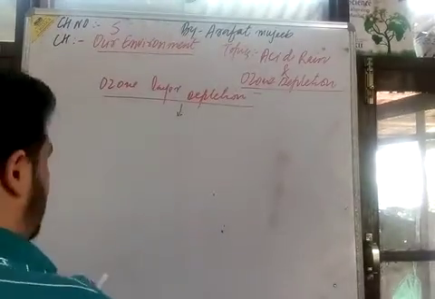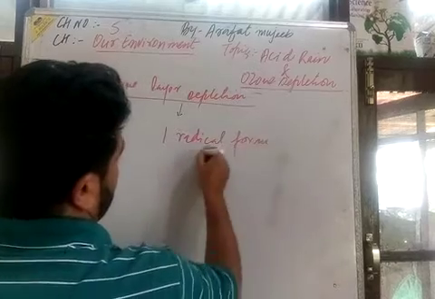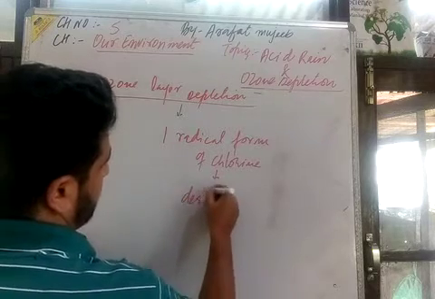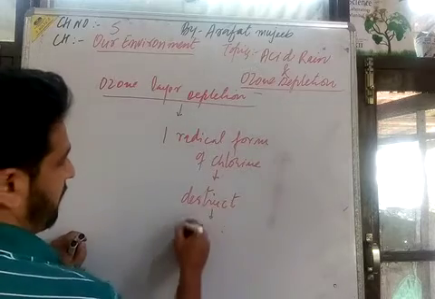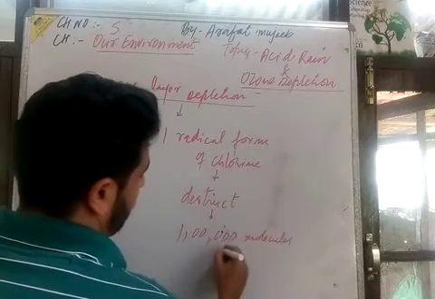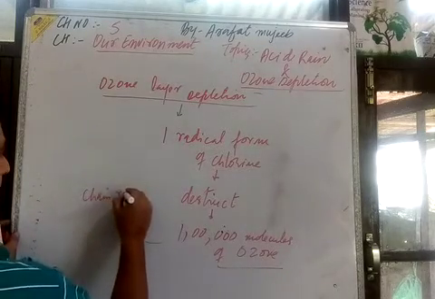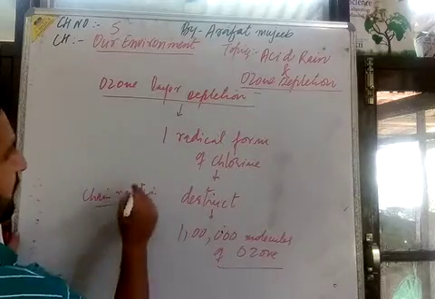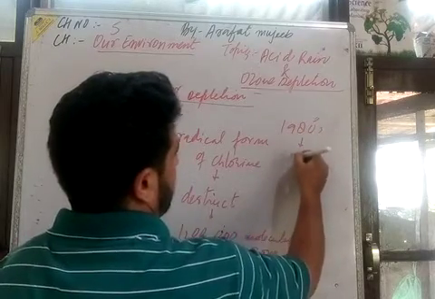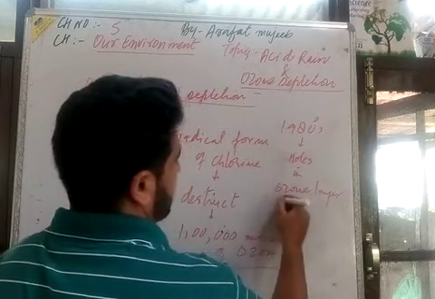It is said that one radical form of chlorine destroys 100,000 molecules of ozone by performing the chain reaction. Hence, in the 1980s we saw holes in the ozone layer in the Antarctica region.